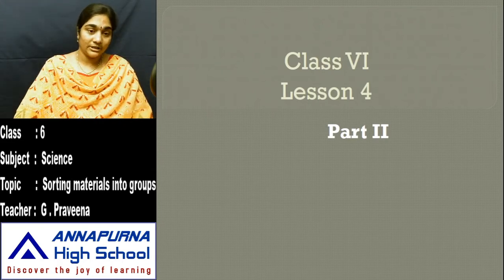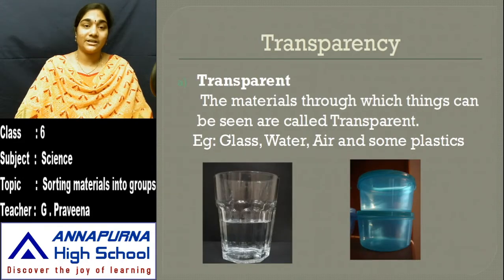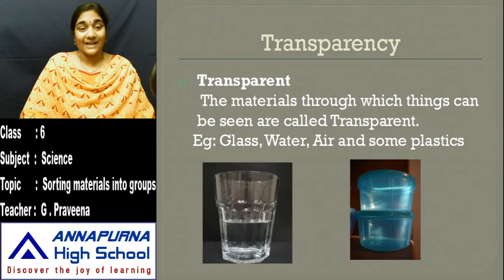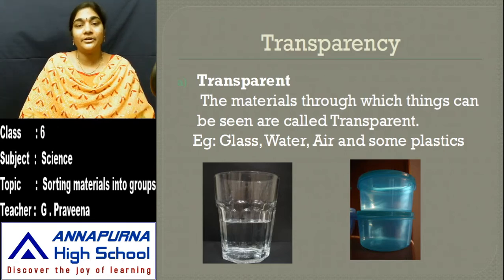Let's move on to the lesson now. There is another property known as transparency. Based on the transparency of the objects, the objects are divided into three different groups.